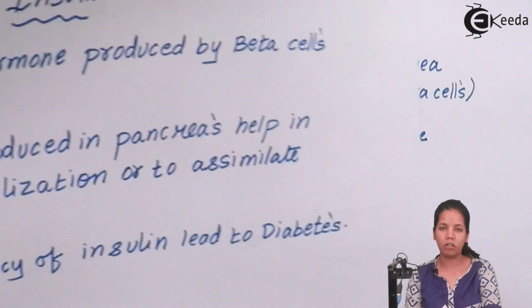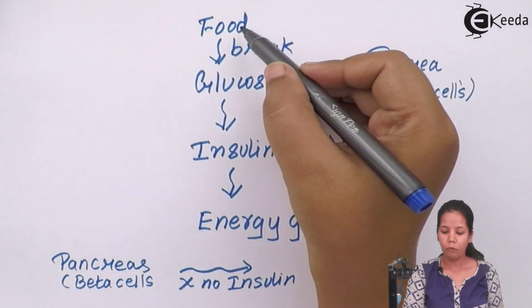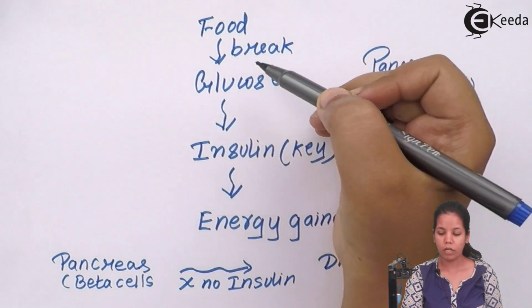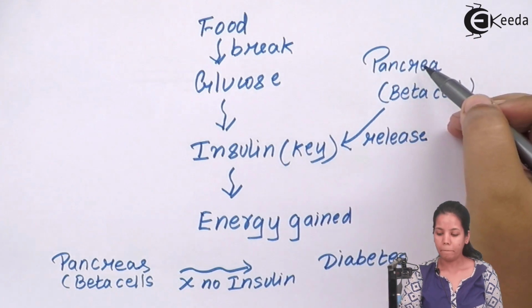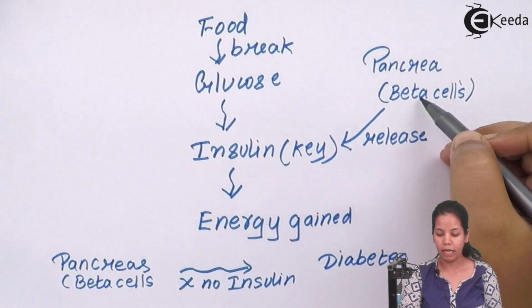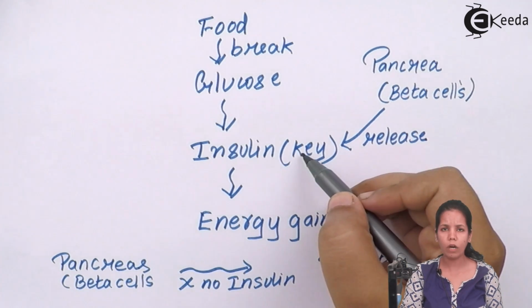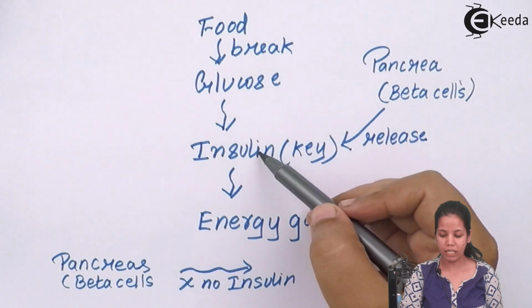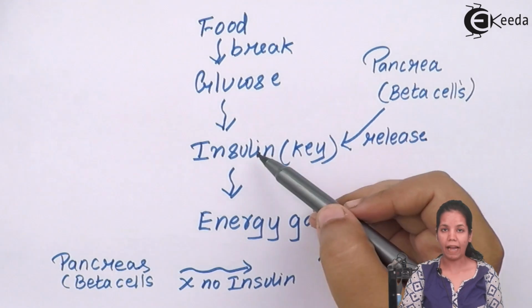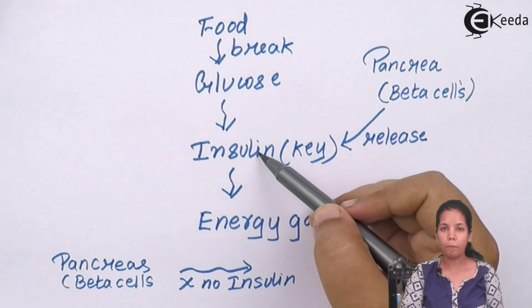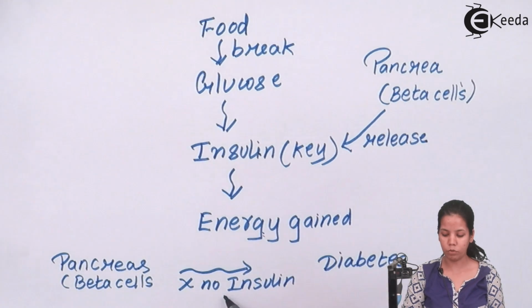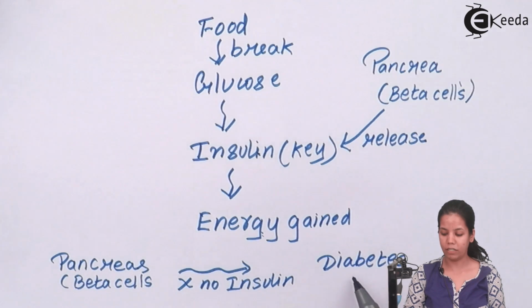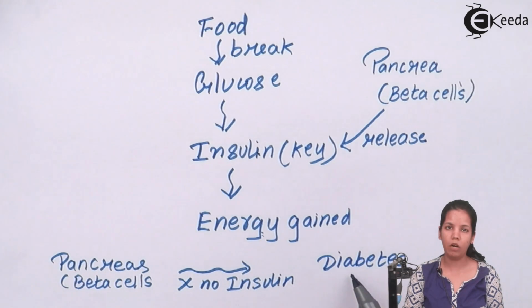Now let us see the functions of insulin. Food, when we eat, is broken down into glucose. Once glucose is formed inside our body, the beta cells of the pancreas release a hormone or an enzyme called insulin. Now this insulin acts on glucose, and by breaking down glucose we get energy. Once insulin is not produced by beta cells of the pancreas, the condition is called diabetes, which may be type 1 or type 2 depending on the conditions. Thank you.